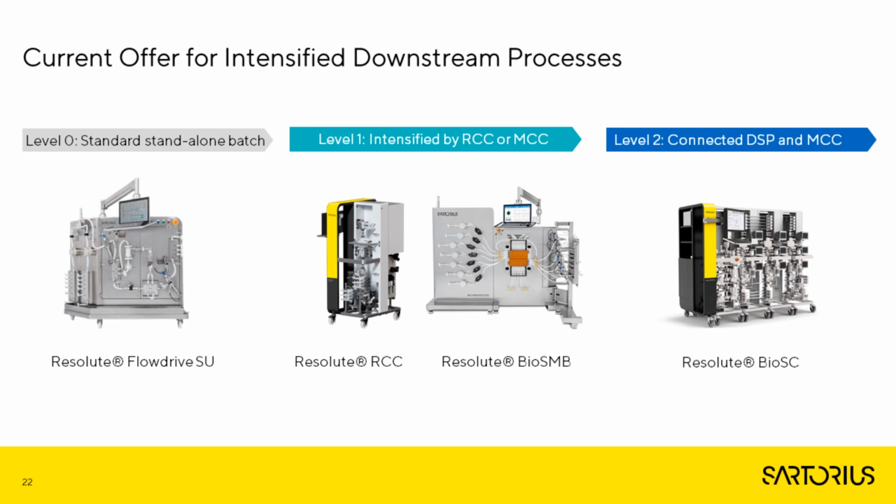Okay, to sum up, Sartorius can support process intensification on all 3 levels: level 0 for batch, level 1 for intensified via RCC or multi-column chromatography, or even level 2 by connecting multiple unit operations into the same system.